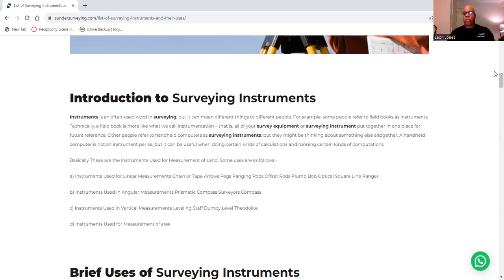What else could be used for certain kinds of computations? Your cell phone, your laptop. Yes, people are taking laptops in the field now. Laptops have software that you can make the calculations with. Let me give you an example. Software such as Wolfpack, you can use that to do least squares and close traverses. And you can figure out the error of closure with least squares. Now, with all that being said, basically, these are the instruments used for land surveying.